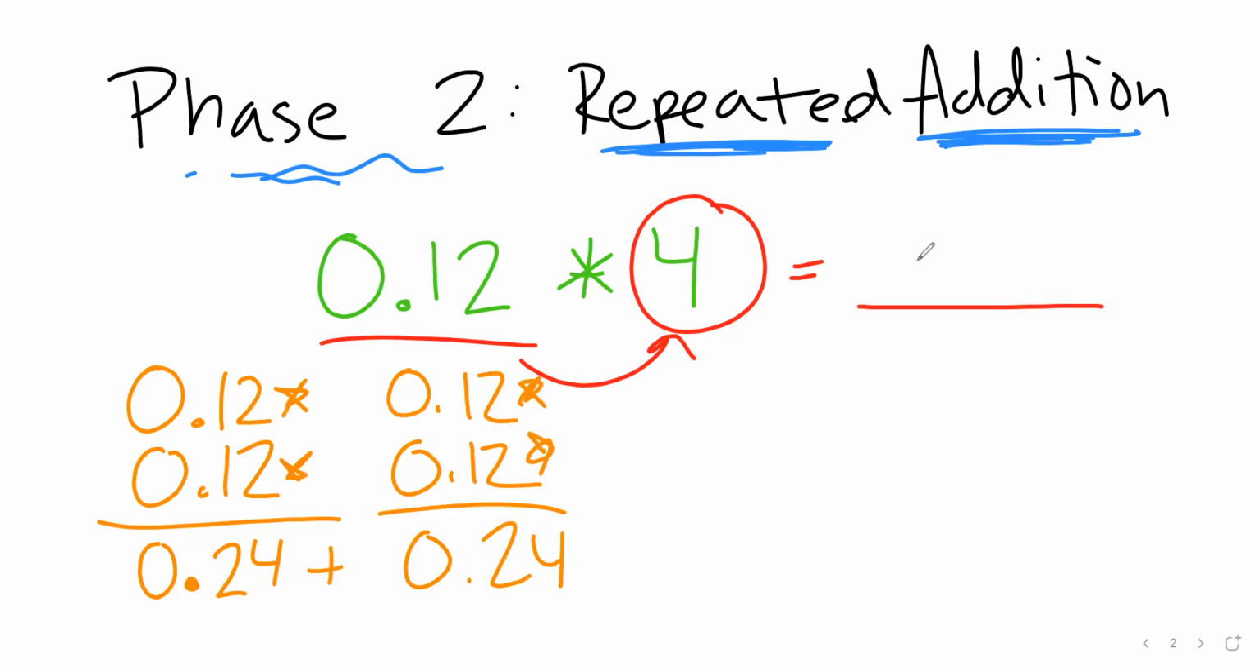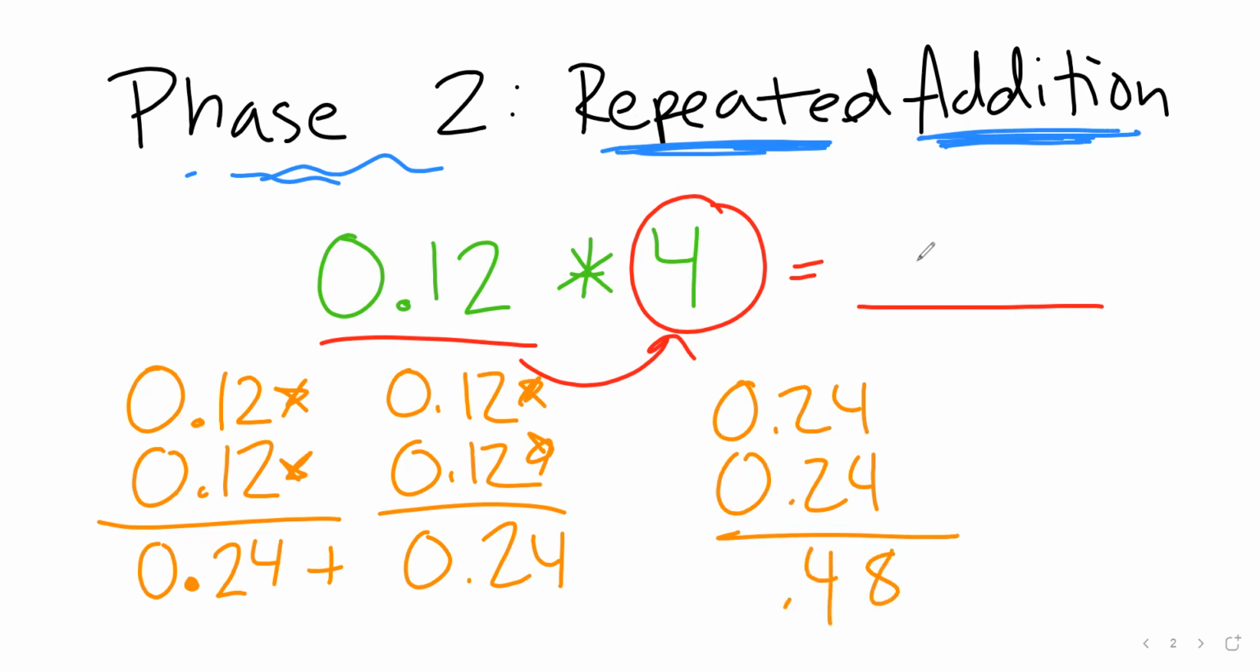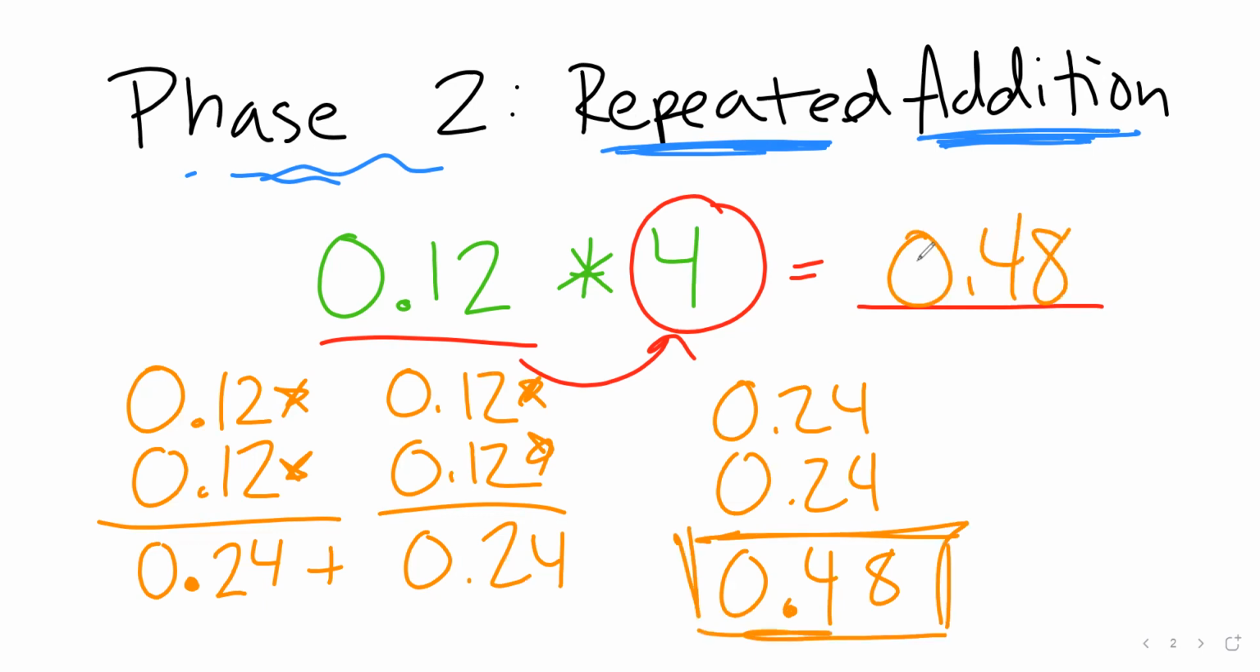And now I'm going to put together my 24 hundredths plus my 24 hundredths. And again, right, the reason we can use repeated addition is that this allows me to know exactly where my decimal goes. I don't have to do any guesswork. It's already there. So I end up with 48 hundredths. So that's phase 2. That's something to really think about.